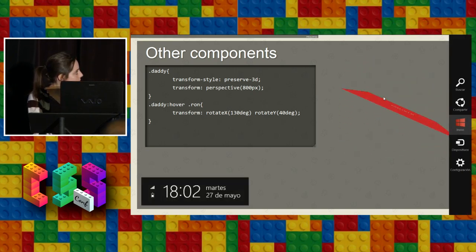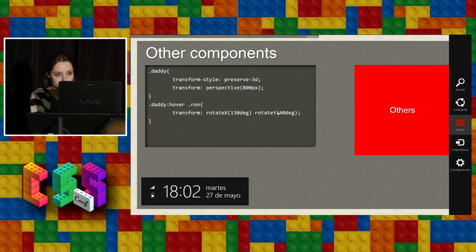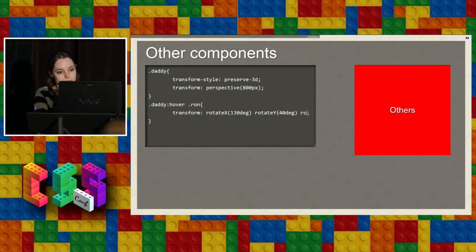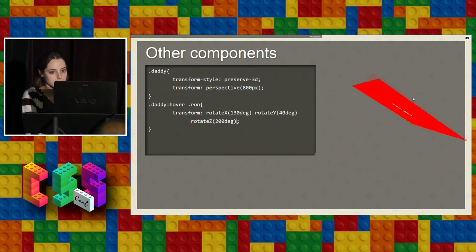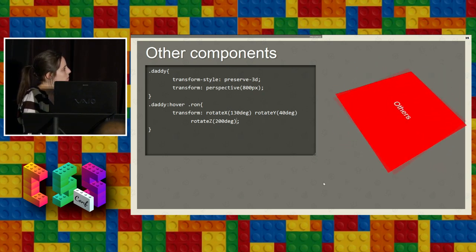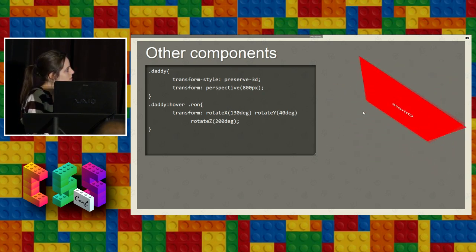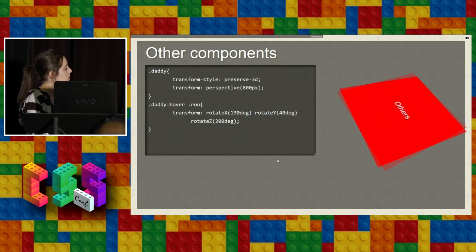And besides, there's something else we can turn, which is the Z plane. So we can rotate the Z, maybe around 300 degrees, so we can see it right. So we can mix all of the axes together.